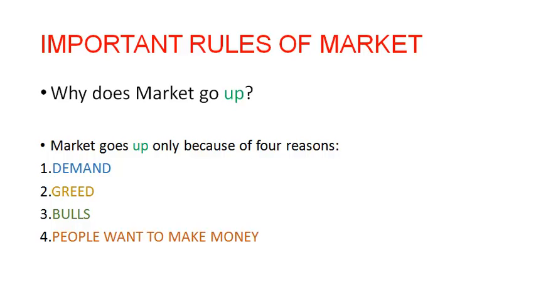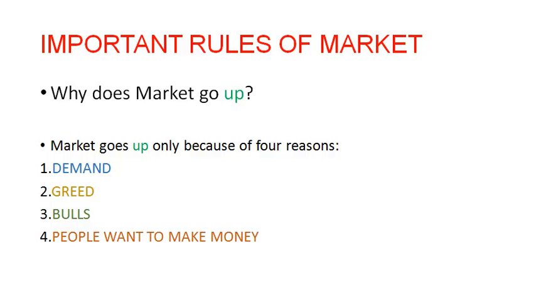The market goes up because of greed. If there was no greed in the market, people would not buy, and if people would not buy, demand would not exceed supply, and if demand would not exceed supply, the price would not go up. The market goes up because of bulls. Bulls are the people who buy so that the price goes up. Bulls are the people who think that the market is bullish and hence they buy. Bulls think that if they do not buy the stock at this point of time, the price will go up and they will not make money.